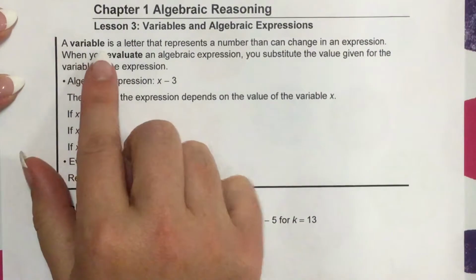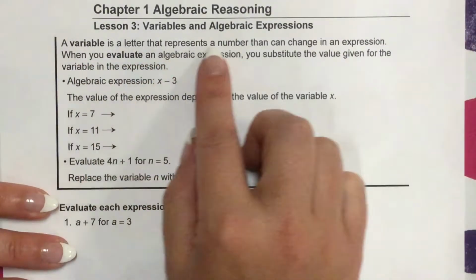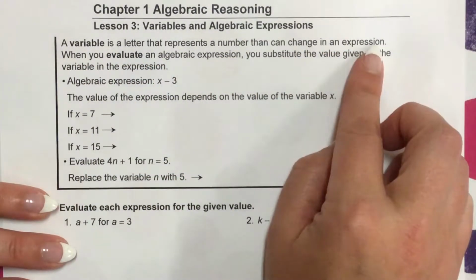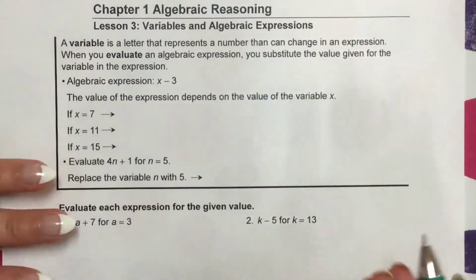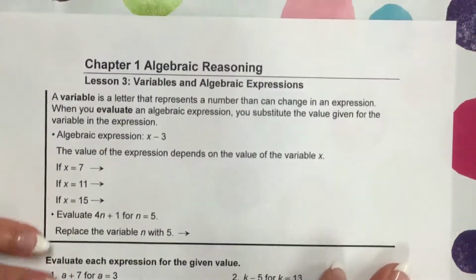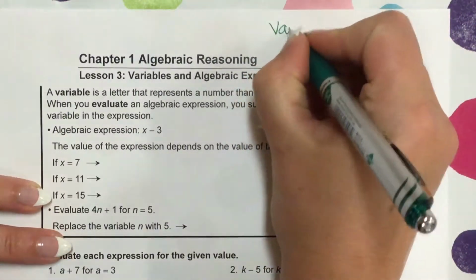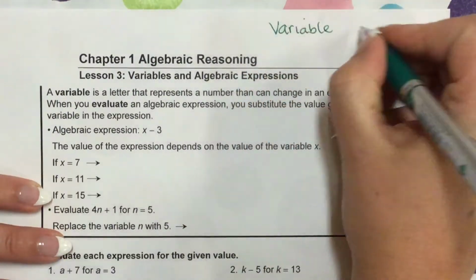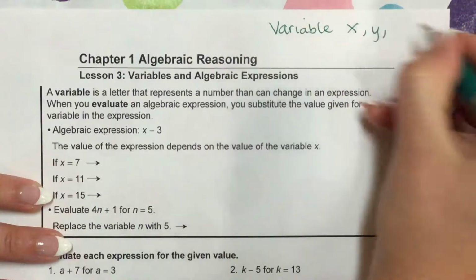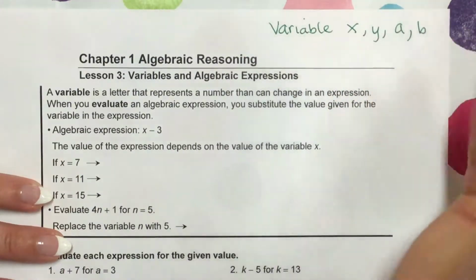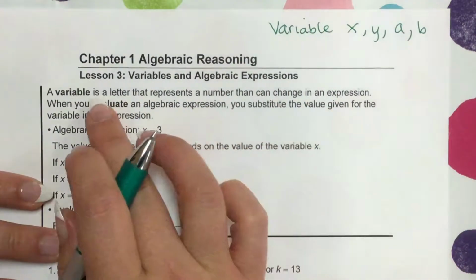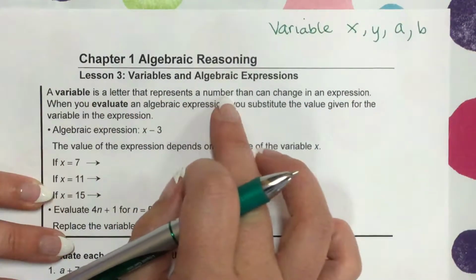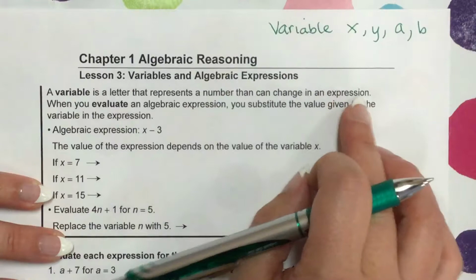A variable is a letter that represents a number that can change in an expression. So there's a couple of words here. A variable can be just really any letter. It could be an X, it could be a Y, it could be an A, it could be a B, really any letter. Pretty simple. So a variable is any letter that represents a number that can change in an expression.